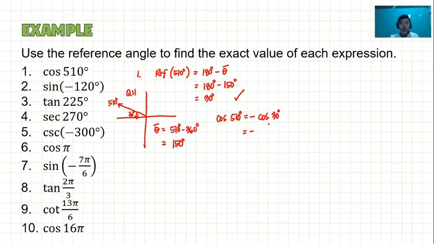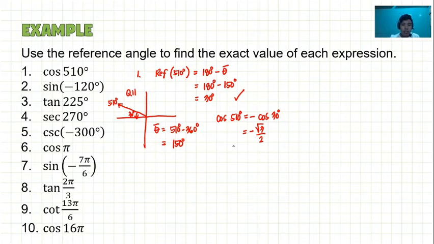So ano yung x-coordinate ng cosine 30? That is just equal to square root of 3 over 2. So cosine 510 degrees is negative square root of 3 over 2. So, ilagay lang natin yung mga values ng 30, 45, at 90. Okay? Or you memorize that one.